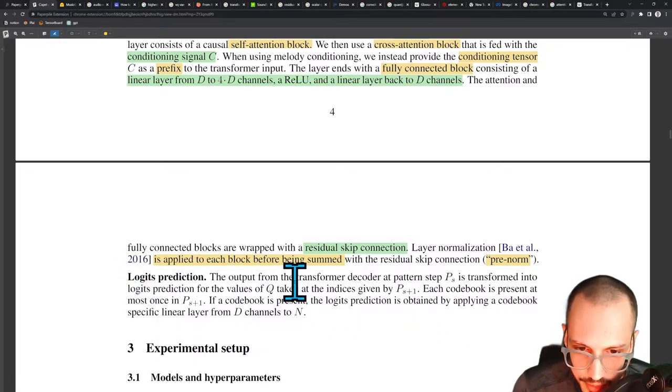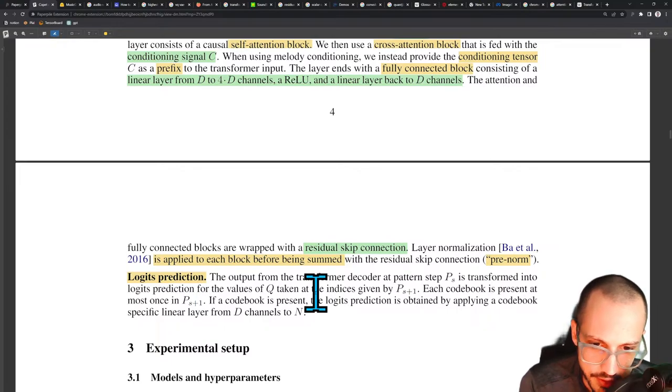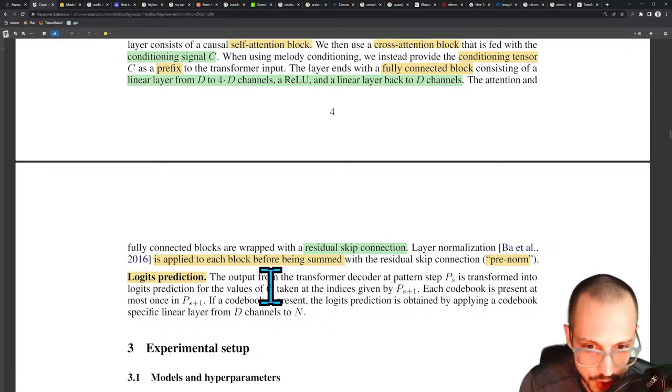Logits prediction. So the output from the transformer decoder at pattern step S is transformed into a logits prediction for the values of Q taken at the indices given by PS plus 1. Okay. So remember what your transformer is doing here is much like in a language model, where it predicts the next word, but not exactly. What it's giving you is a probability distribution over all possible words. It's telling you, here's the probability that the next word is this word, or this word, or this word. And then you pick which one you want. You can be greedy and just pick the one that has the highest value, or you can pick the top five or something like that. There are different ways you can pick from that probability distribution, which is ultimately what the transformer is giving you. And those are sometimes called logits.